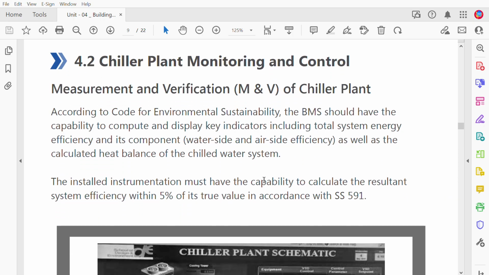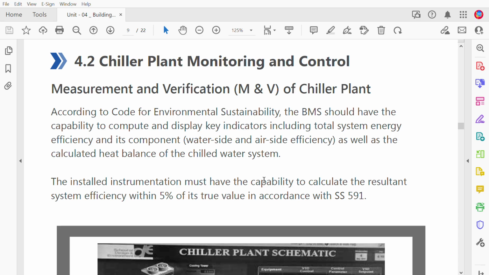So M&V is often referred to as measurement and verification. It's according to the environmental code, which we sometimes have in the plant, and it displays some key indicators as well as the calculated heat balance. In practical 2, you actually learn about calculating heat balance. It is basically your heat absorbed minus whatever is going to be expelled. So this is kind of the heat exchange system.